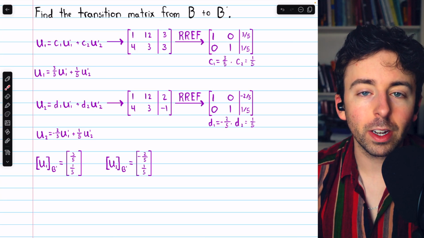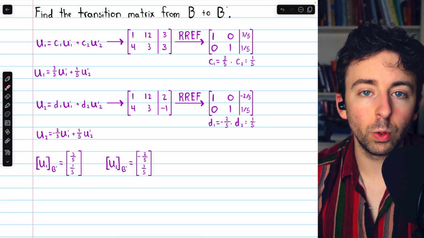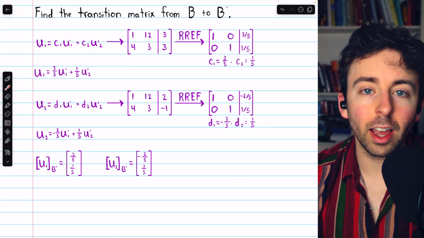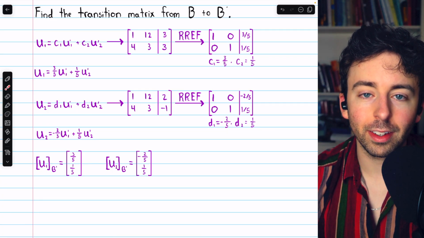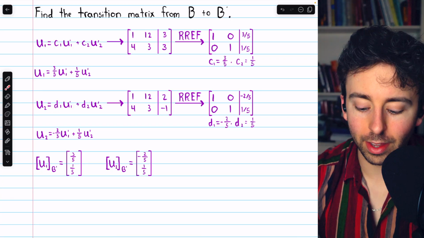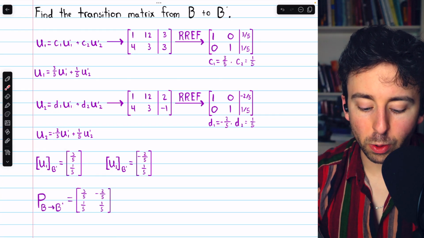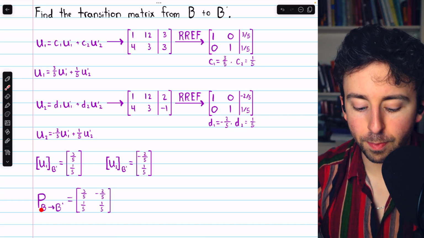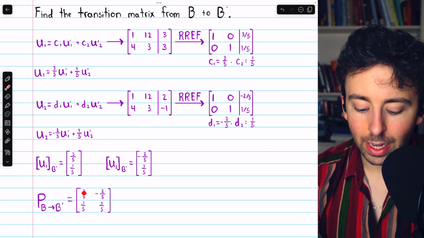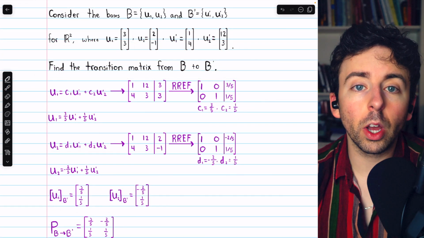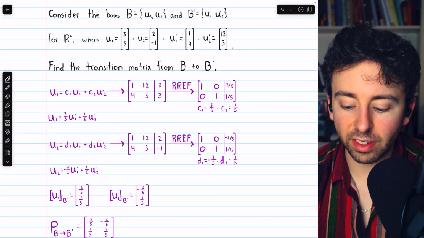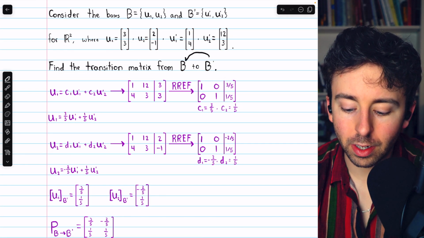The transition matrix, again, is the matrix whose columns consist of the old basis vectors relative to the new basis. So this column and this column. And there it is. That's our transition matrix from the old basis B to the new basis B prime. Its columns are the old basis vectors relative to the new basis. Next, we'll go the other direction, finding the transition matrix from B prime to B.